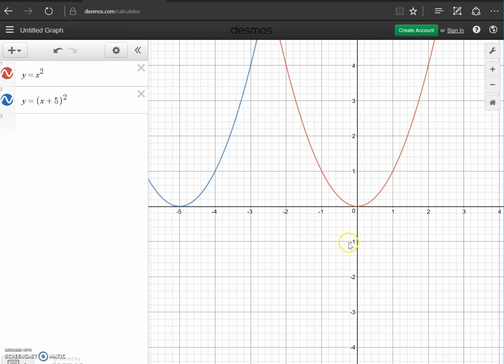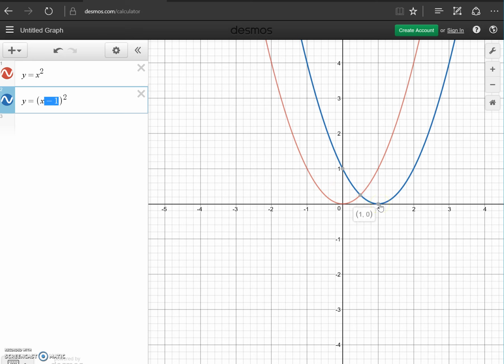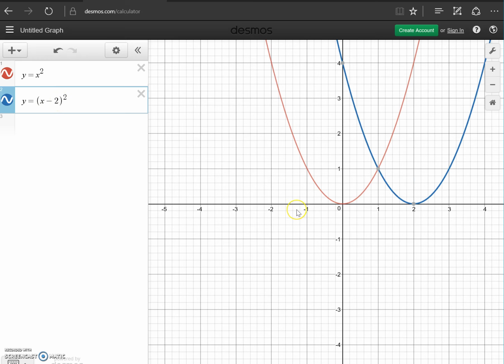I wonder what happens, or what do you think is going to happen if I put a minus inside? So instead of a plus, what if I put minus something? Let's go with -1. Look at that. If I put a -1, it's shifting the graph over 1 unit to the right. If I put a -2, it's going to shift the graph 2 units to the right.